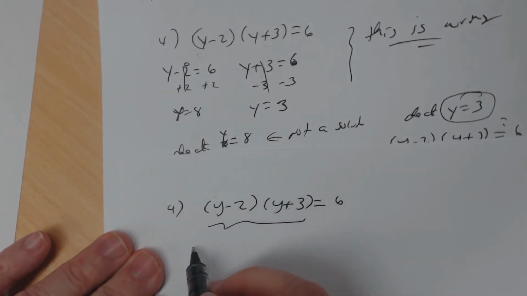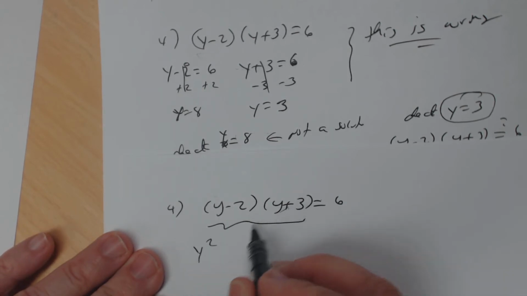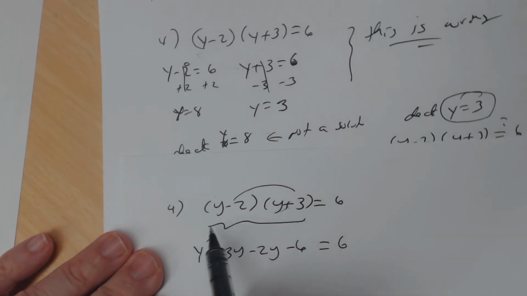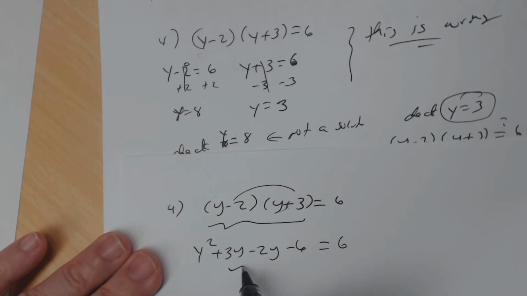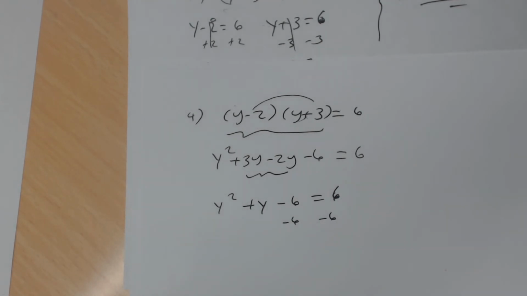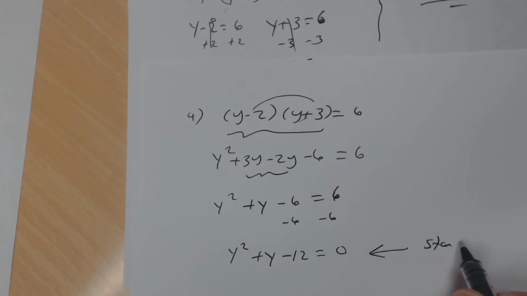First times first, y times y is y squared. The outer is a 3y. The inner is a negative 2y. And the last is a negative 6. And that's equal to 6. So all I did on this side was use the FOIL method: first, outer, inner, last. Now I'm combining like terms. So I get y squared plus y minus 6 equals 6. Now I'm going to put this in standard form, so I'm going to subtract 6 from both sides. So I get y squared plus y minus 12 equals 0. So now this is standard form. Those are the steps you have to do to get to standard form.